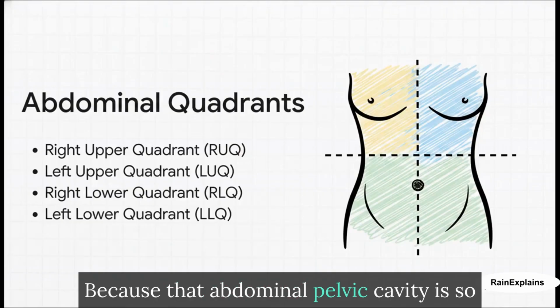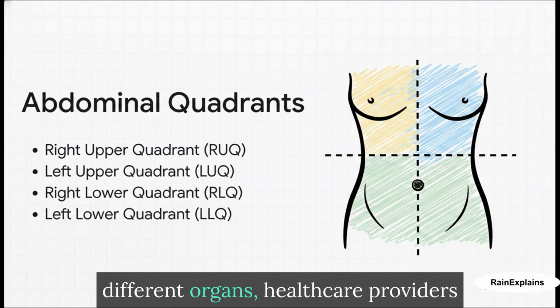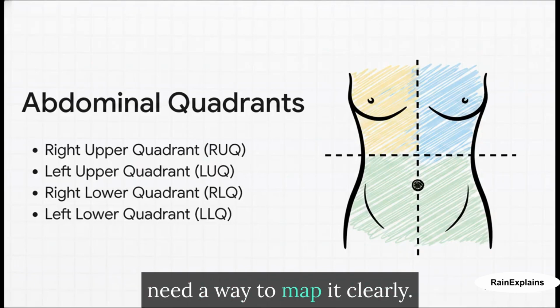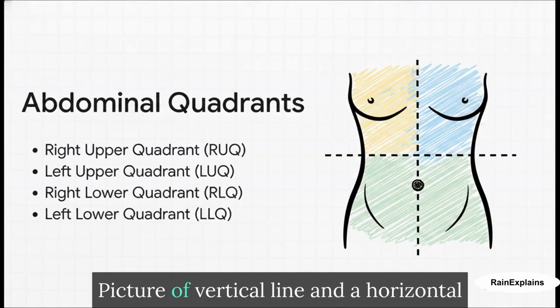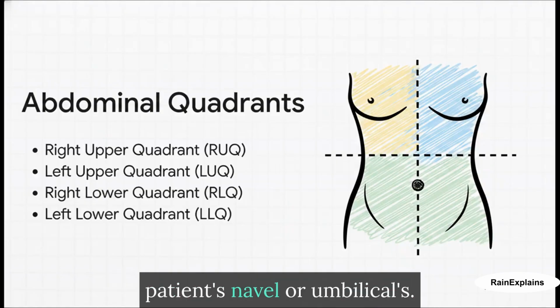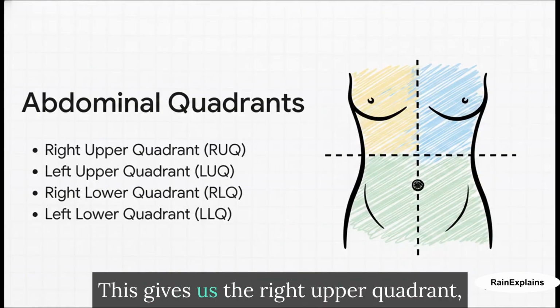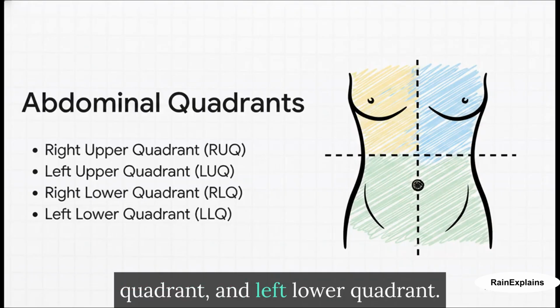Because that abdominopelvic cavity is so incredibly massive and contains so many different organs, healthcare providers need a way to map it clearly. They typically divide it into 4 manageable quadrants. Picture a vertical line and a horizontal line intersecting perfectly right at the patient's navel or umbilicus. This gives us the right upper quadrant, left upper quadrant, right lower quadrant, and left lower quadrant.